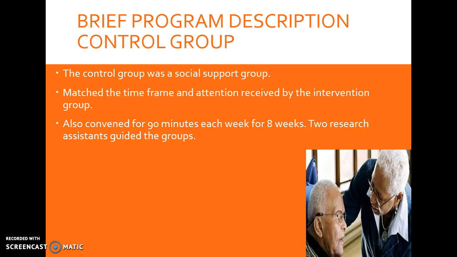The control group was a social support group designed to match the time frame and attention received by the intervention group. The social support group also convened for 90 minutes each week for 8 weeks. 2 research assistants guided the group by recording attendance and introducing the topic to be discussed by members of the group. But no mindfulness teachings or practices were offered during these meetings.